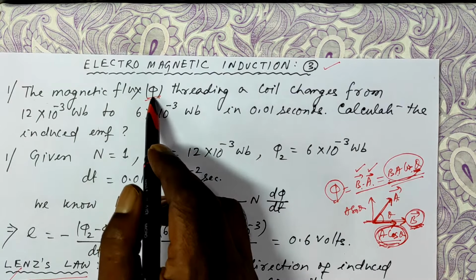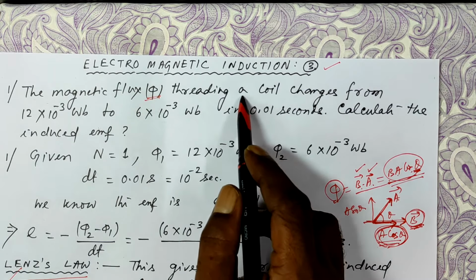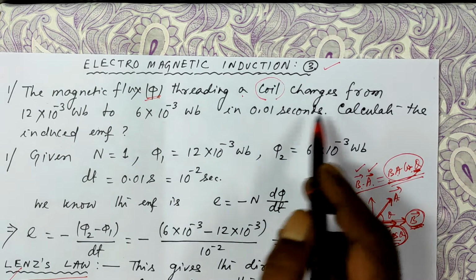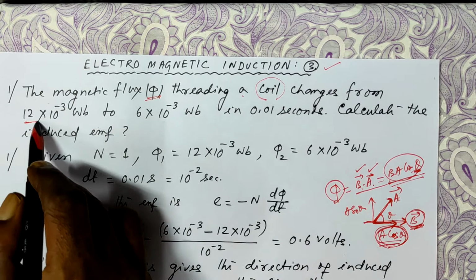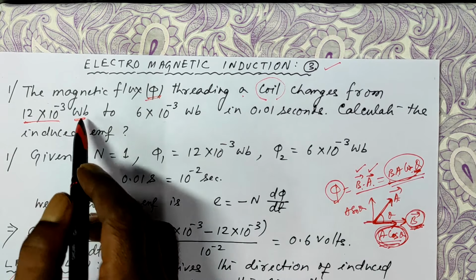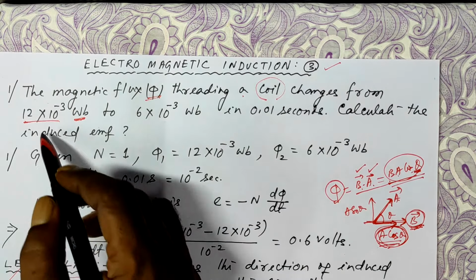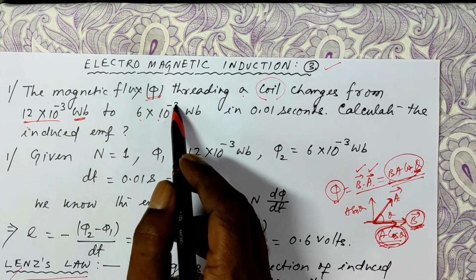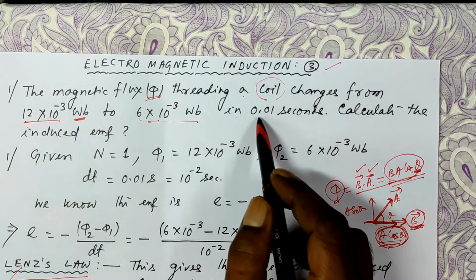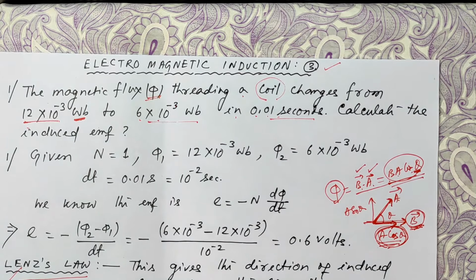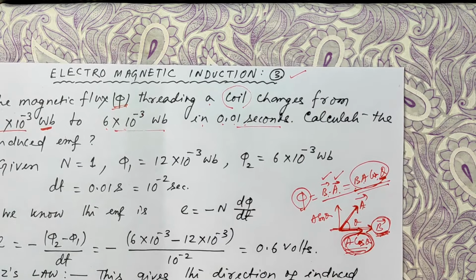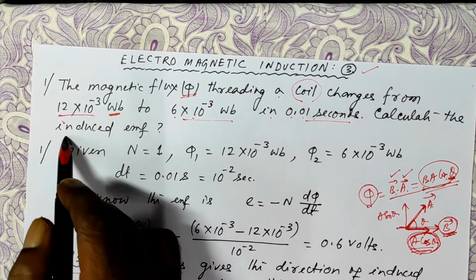Now the magnetic flux phi threading a coil, means passing through a coil, changes from 12 into 10 to the power minus 3 Weber, Weber was the unit of flux, to 6 into 10 to the power minus 3 Weber in 0.01 seconds. Then calculate the induced EMF.